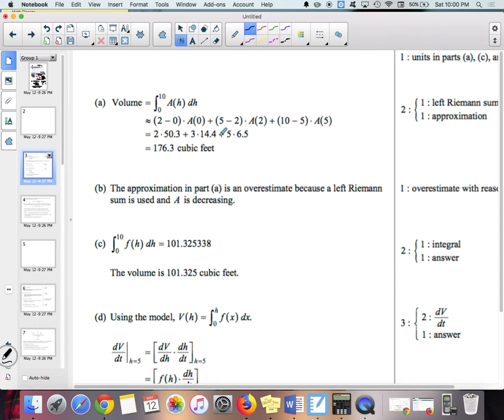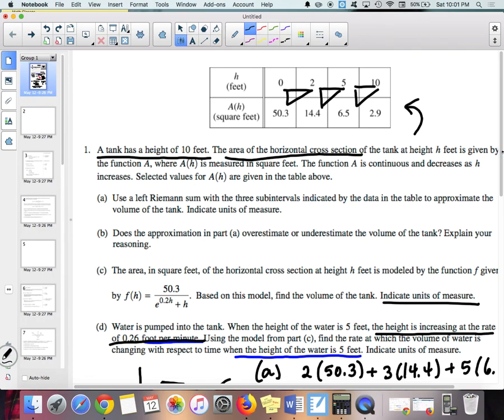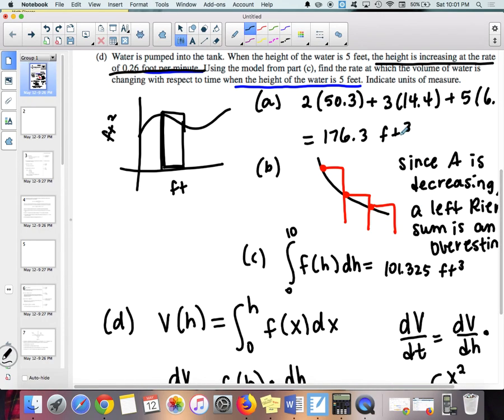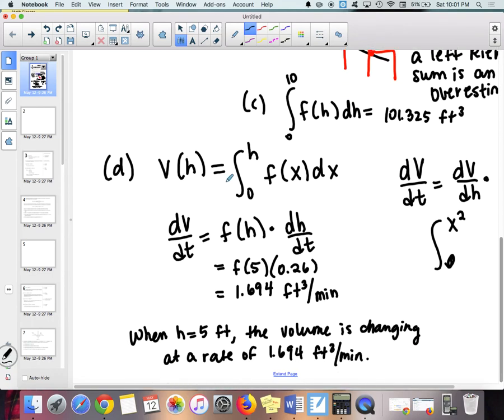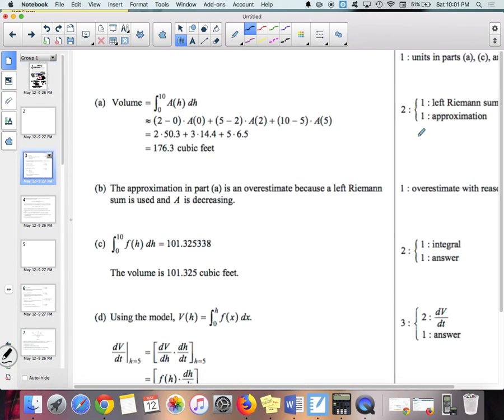Okay, so let's talk about scoring. You get 1 point for having the units correct in parts A, C, and D. So you have to look at all three parts, and you have to have your units on all of them. We had cubic feet, cubic feet here, and then in D, cubic feet per minute. You would have to have all three of those in order to get that one check.